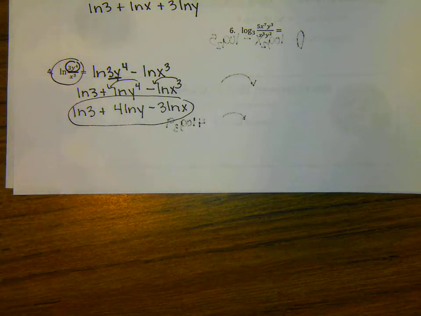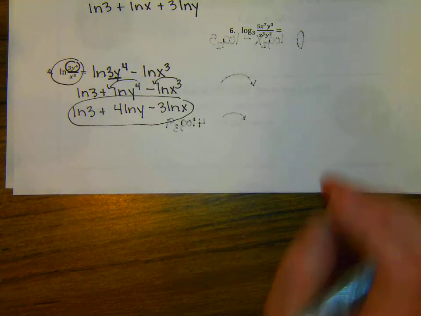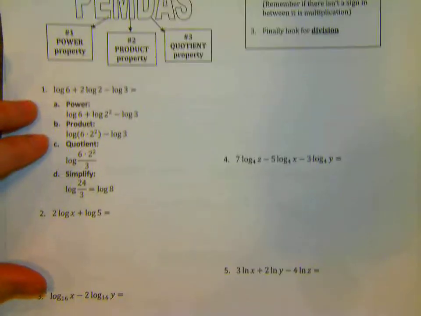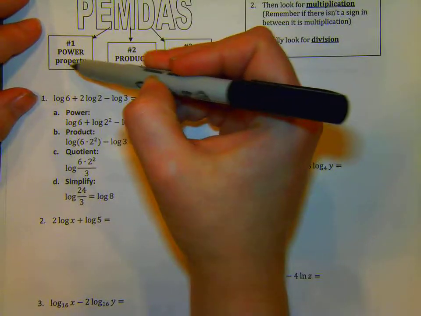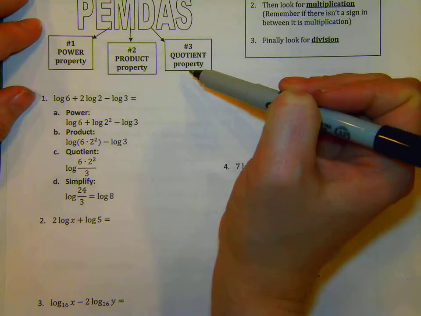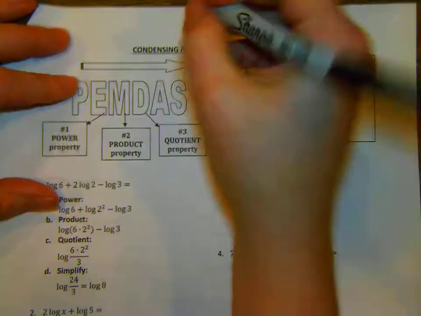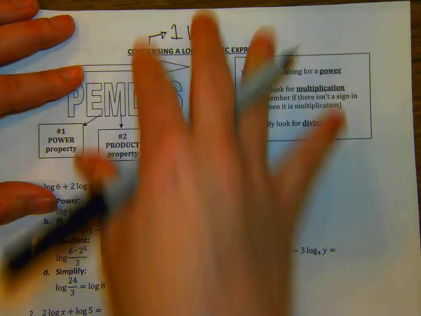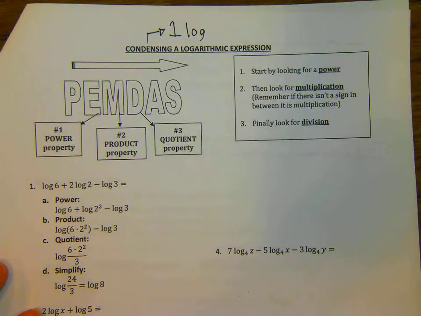So now let's talk about what it looks like if it is condensing, right? So let's take a look here. Condensing, you actually go in the opposite order. You want to do the power property first, then the product, then the quotient. To condense, it means you're putting it into 1 log, okay? 1 whole log expression, 1 whole log.